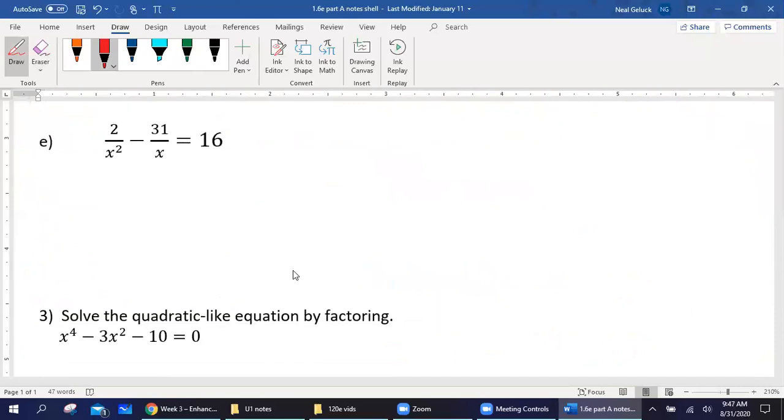For letter E, my LCD on this one actually is a little simpler. It's just x squared, because x squared is just x times x, and the other factor is just an x. That factor of x is within the x squared. So I'm just going to multiply everybody by an x squared.